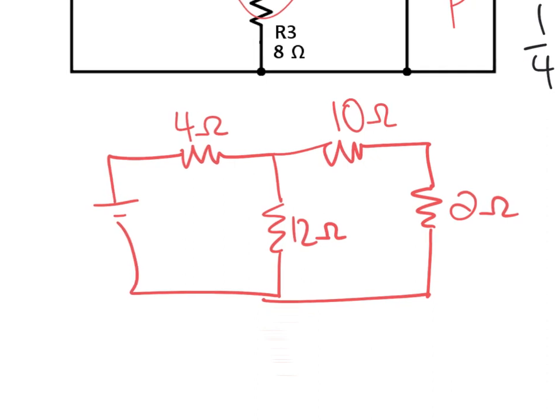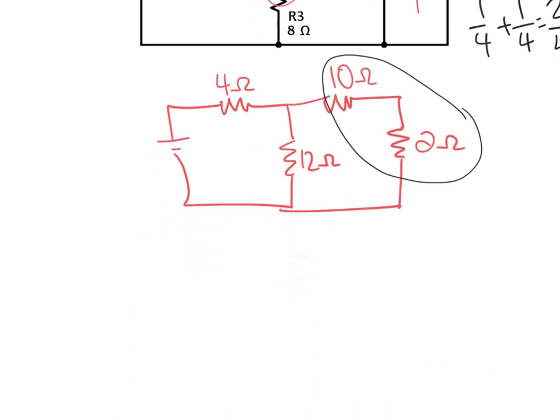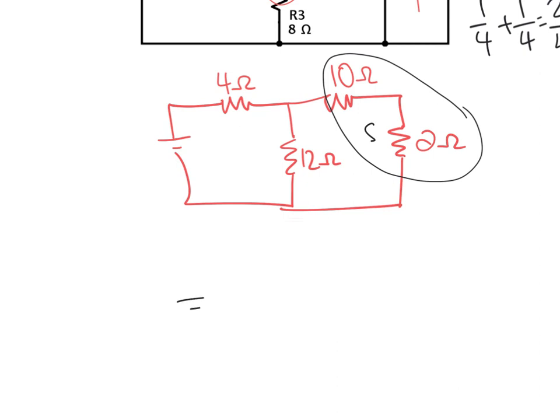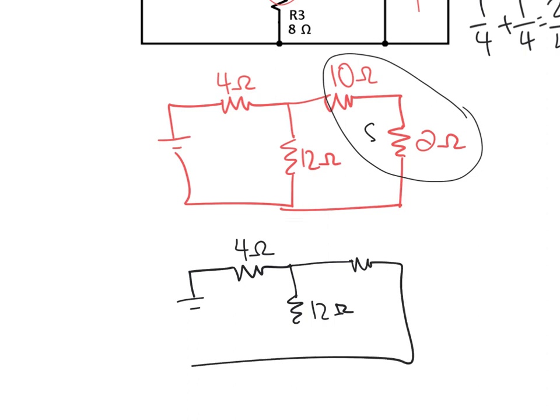All right. Looking at my picture, these 2 are definitely in what? Series. Okay, so let's go ahead. Let's do the next one. Do your next circuit. So I still have my 4 ohms, my 12 ohms. Since those are in series, what's my total resistance there? 10 and 2 makes 12.